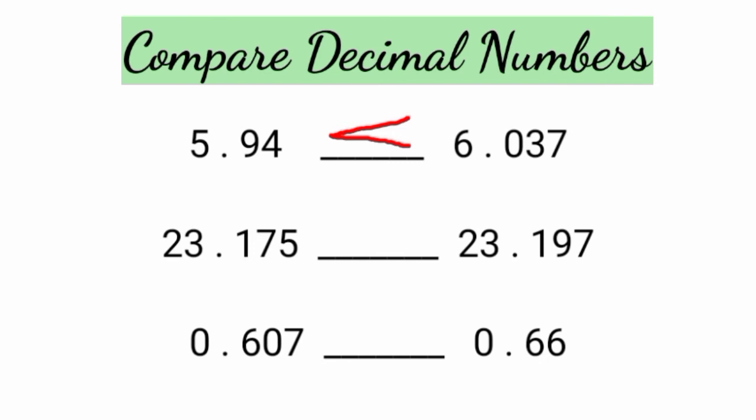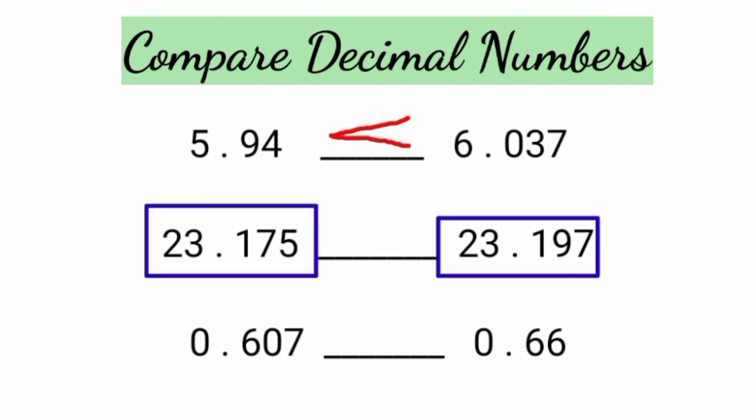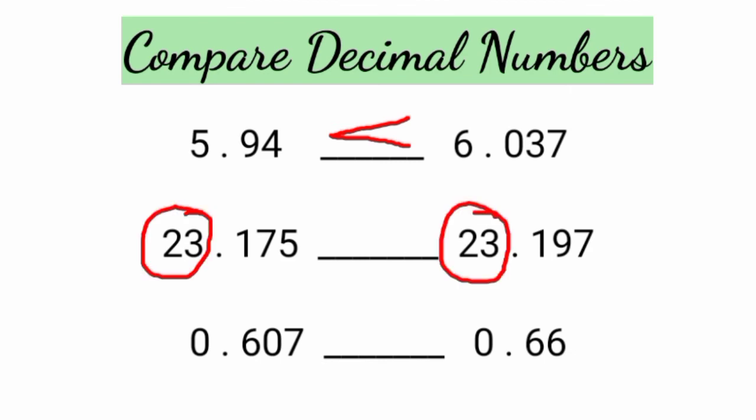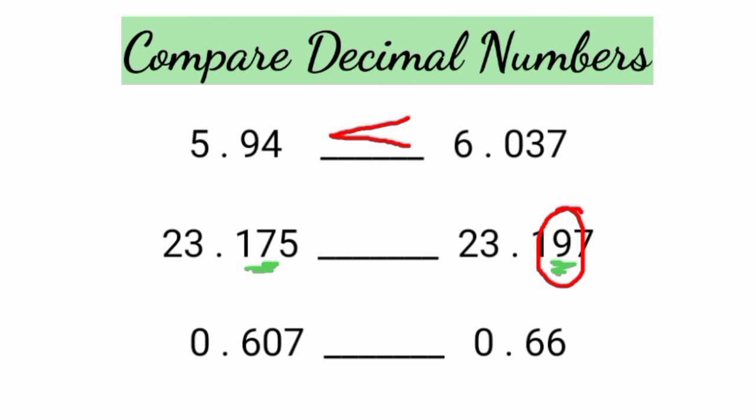Clear? Next example, 23.175, 23.197. Firstly compare the integral part. Integral part is the same in both the numbers, 23, 23. Now after decimal we are reading 1 digit, so we will compare 1 digit. एक टाइम पर एक ही digit को compare करेंगे. Here is 1. On the right hand side the number is also 1. Here is 7 and here is 9. Which one is greater? We will not move further. हम आगे वाले digits को check नहीं करेंगे. हमें इसी step पर पता चल गया that 9 is greater. So we will put the less than sign here. 23.175 is less than 23.197.